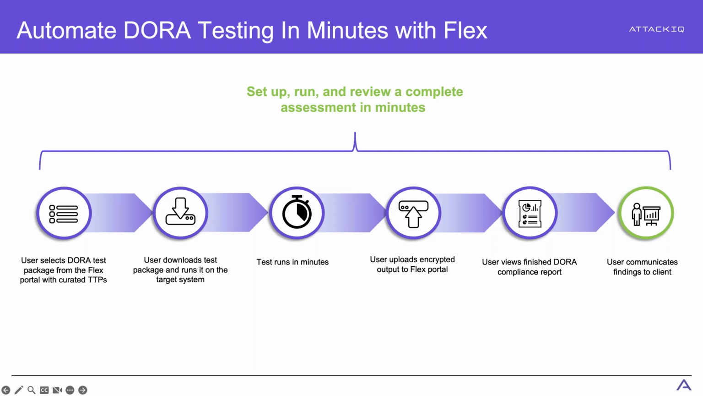What you'll see with AttackIQ is that when you run it, we'll create an encrypted JSON output that you can upload back into our platform to produce a report. And then finally, you'll get your report, where we highlight what TTPs were run, what your results were against those TTPs, and then again, mitigation recommendations so that you can address those issues, assuming that they were found.